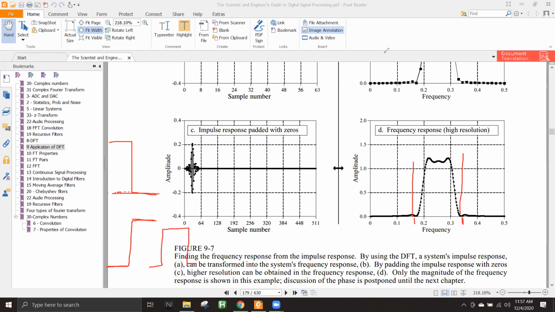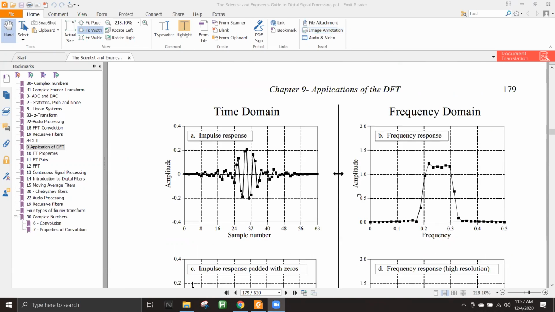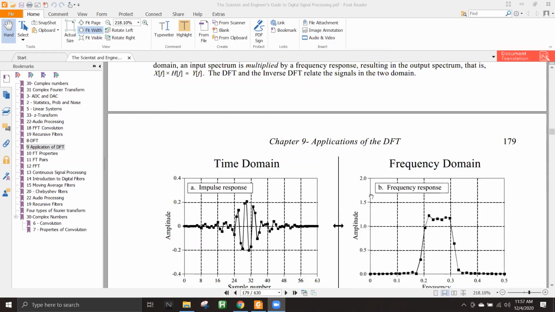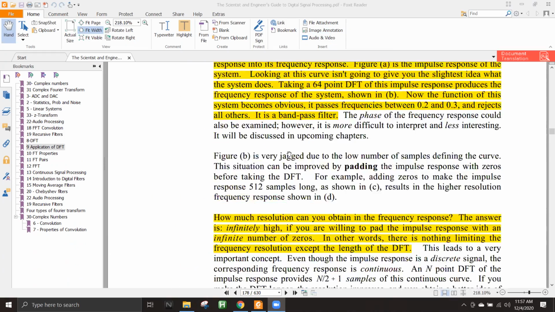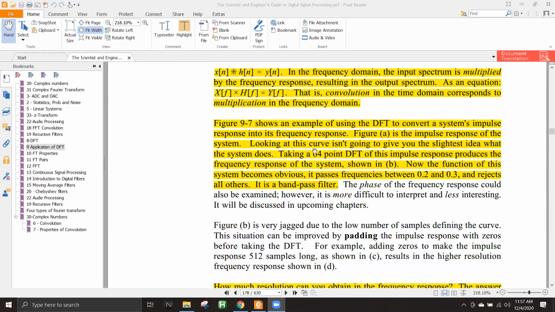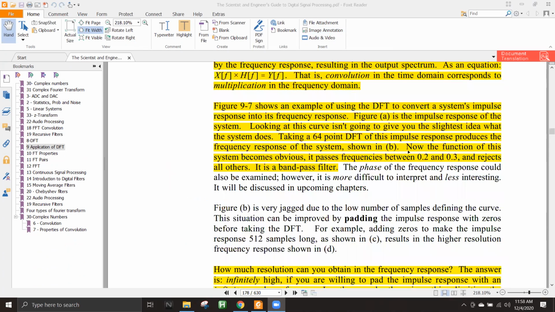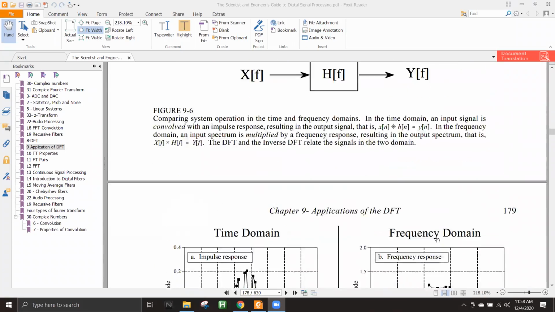Okay. So what we understand from this is that in some cases the time domain values do not give us much information, but in the frequency domain the amplitudes and the shape of the plot give us important information. So here it was saying that just looking at the time domain impulse response curve does not give us important information, but taking the DFT of this produces the frequency response as shown in B, which we saw here.